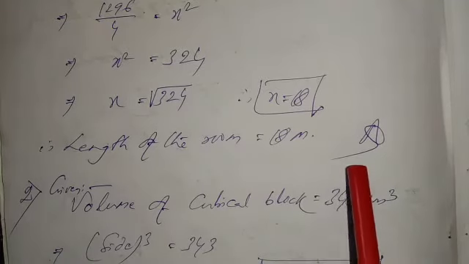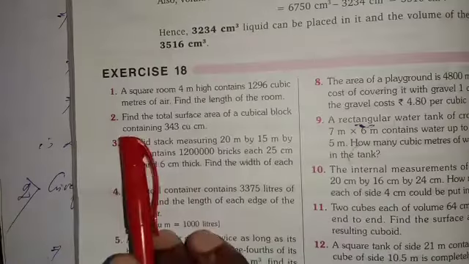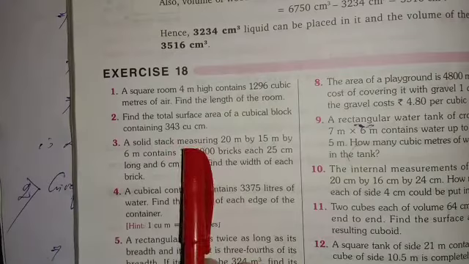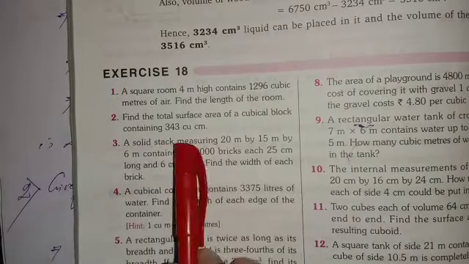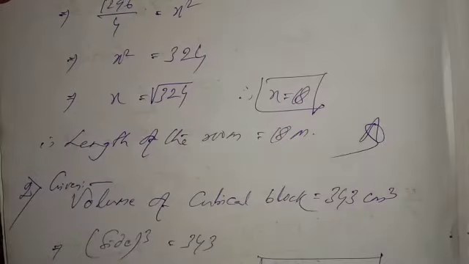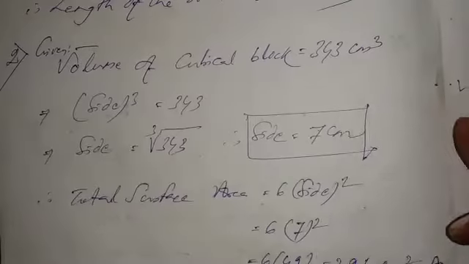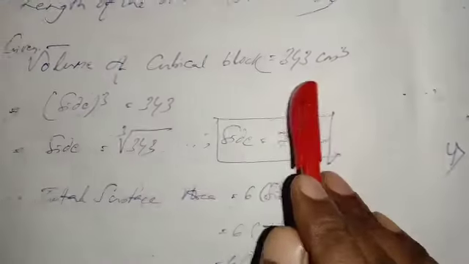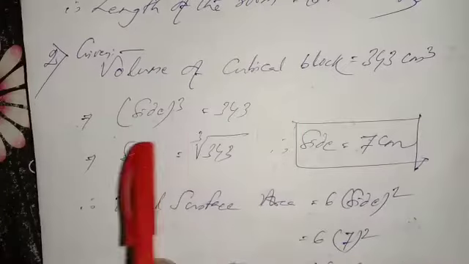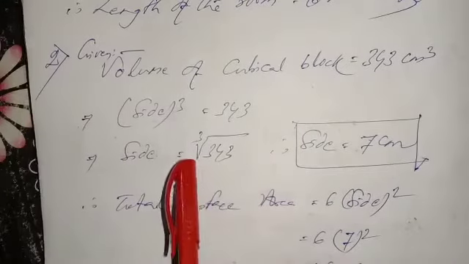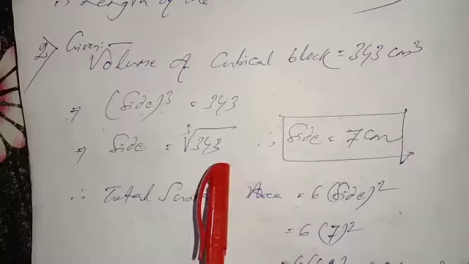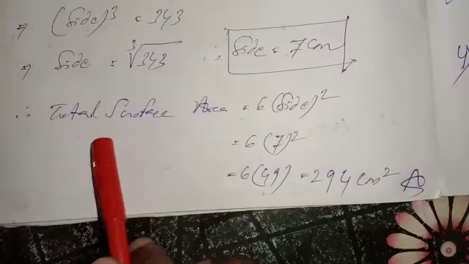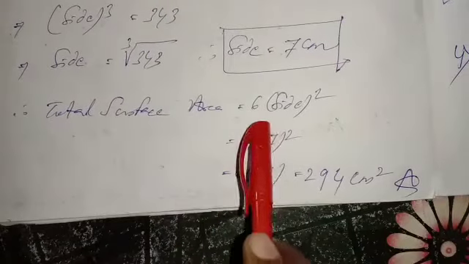Question number 1 completed. Let us go to question number 2. Find the total surface area of a cubical block containing 343 cubic centimeters. Means volume given, you have to find the total surface area. Just see how. First of all, volume of the cubical block is given, 343 centimeter cube. Volume of the cubical block formula will be side whole cube equal to 343. Side will be cube root of 343, that will be 7. Side will be 7 centimeters. And you have to find the total surface area of the cubical block. Total surface area formula is 6 into side whole square.